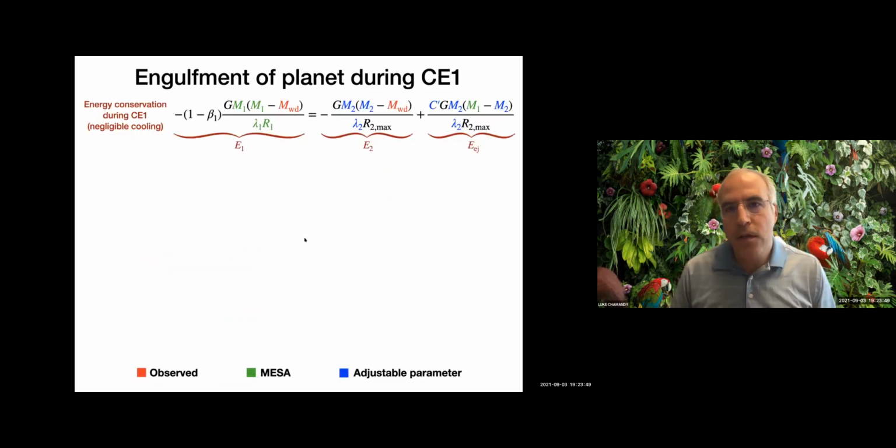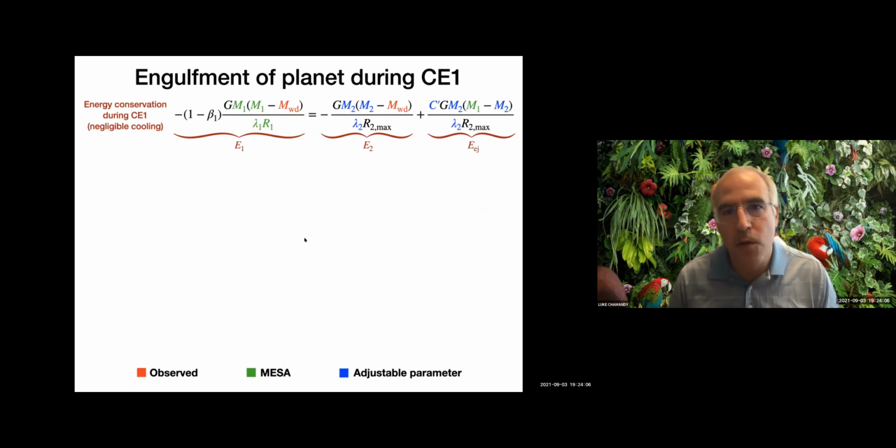Then the second question is, okay, well, fine, but then you still have to engulf the planet, right? If you don't engulf the planet, then probably what would happen is the star would expand, it would shrink back down after cooling, and you'd have to wait for it to evolve on gigayear timescales to engulf the planet.